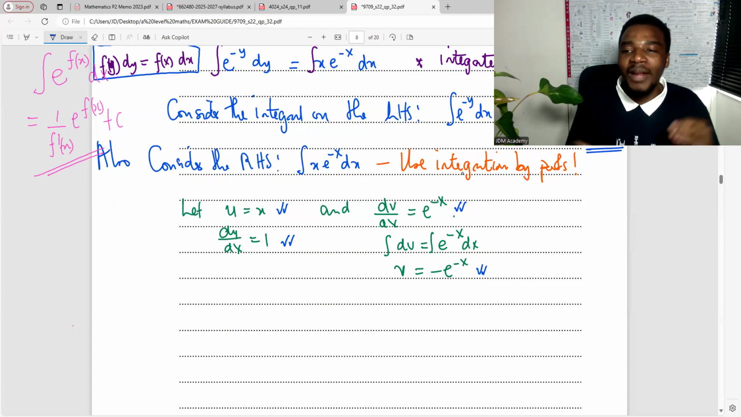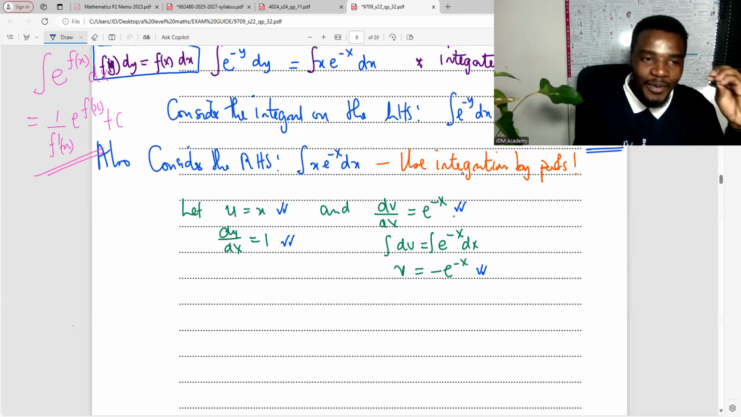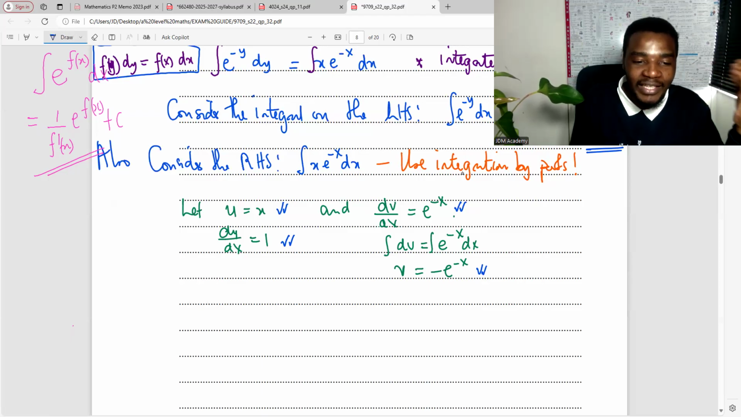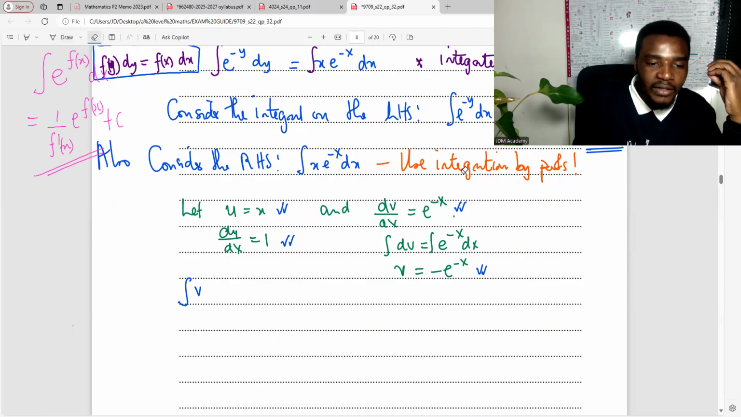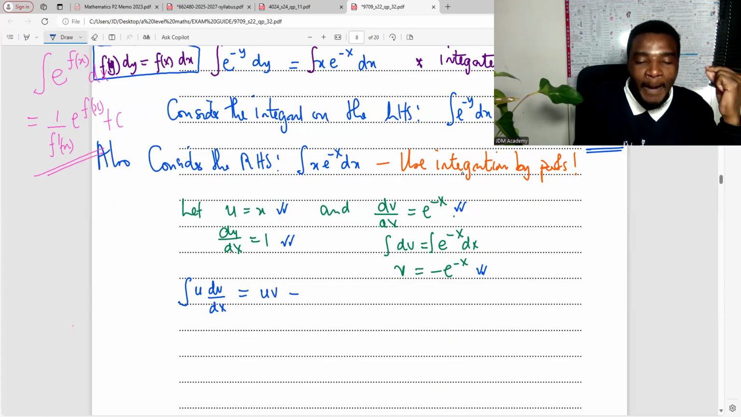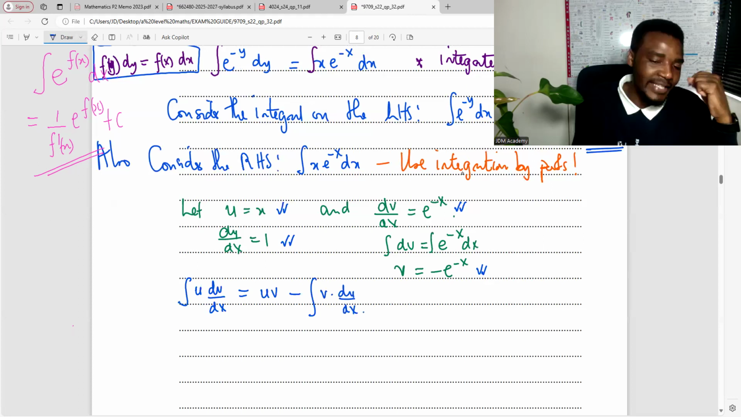We have to go and plug into our formula. Check your formula booklet. It's given that the integral of u dv/dx is basically equivalent to uv minus the integral of v times du/dx.